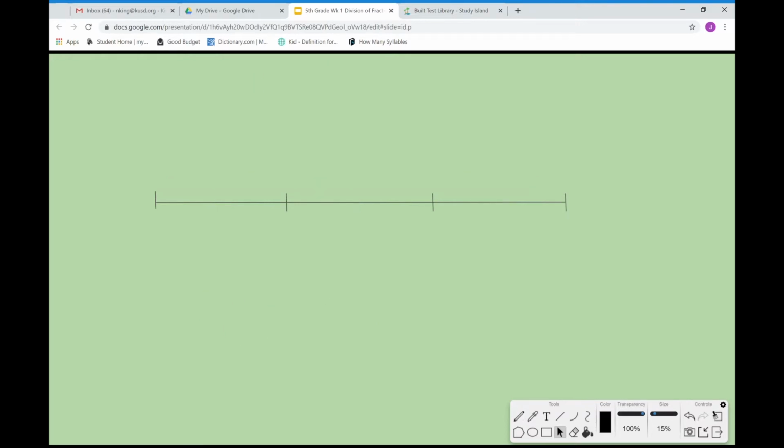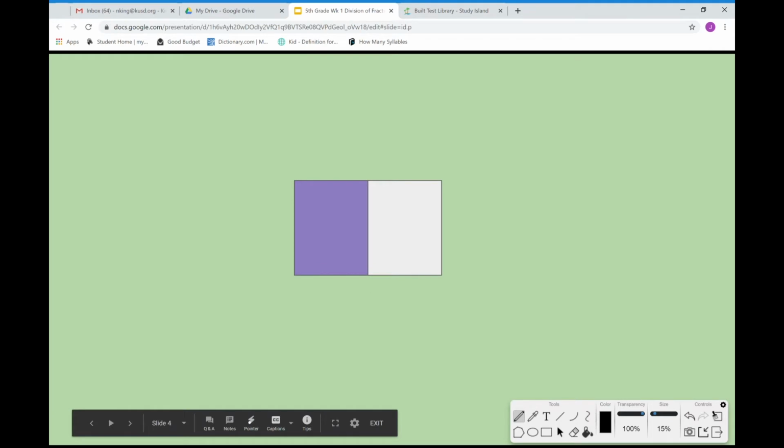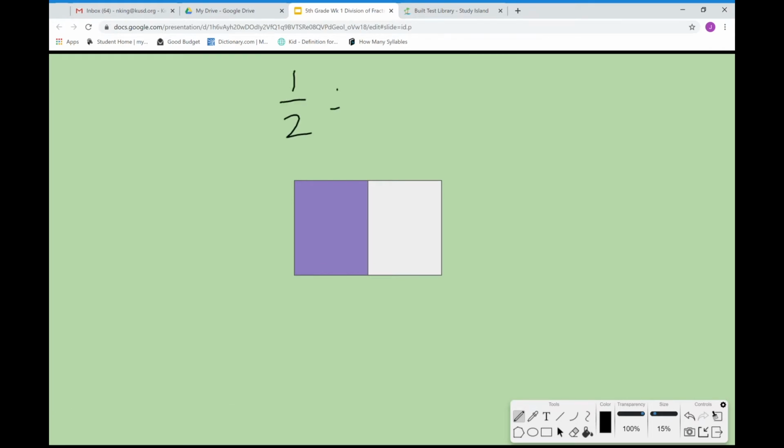Now let's do division when both the divisor and dividend are fractions. Let's do the problem 1/2 divided by 1/4. We have a rectangle and half is shaded in. We only need the shaded half of the box since the dividend is 1/2.